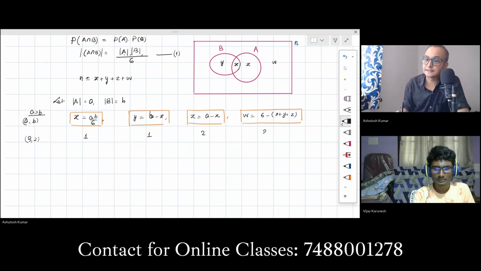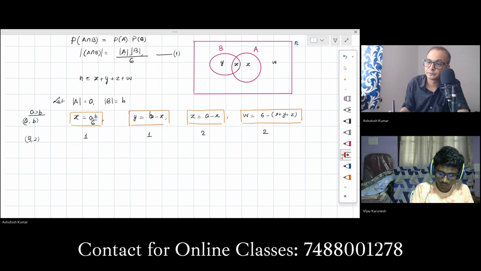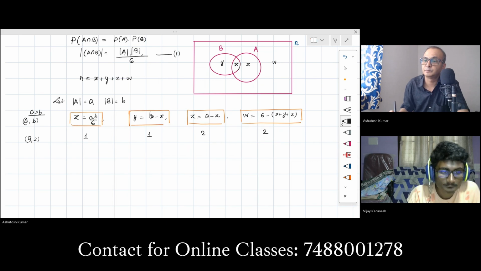Let's just add them now. 1, 1, 1, 1, 1, 2, correct? Now the idea is that we have these how many elements? Total 6. Total are 6, and you are distributing into how many groups? 4 groups. So number of distributions is what?